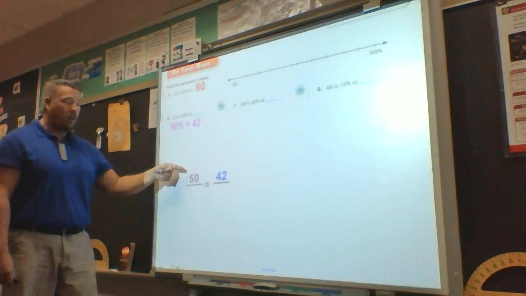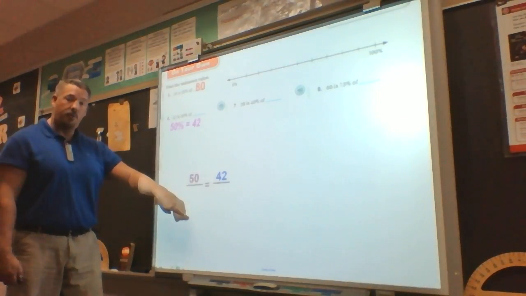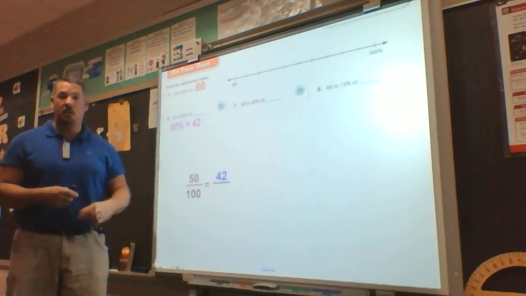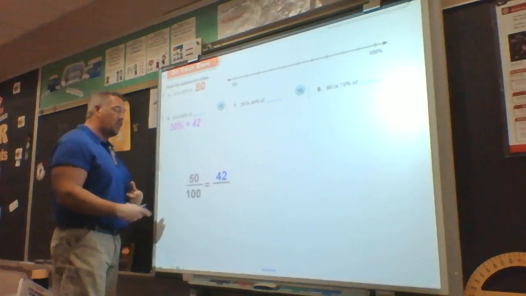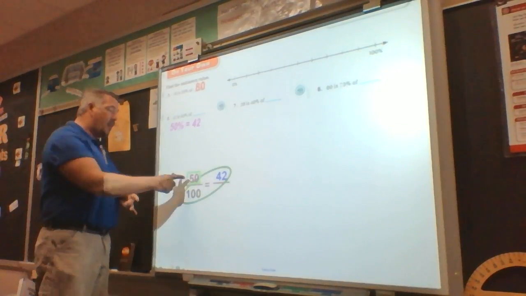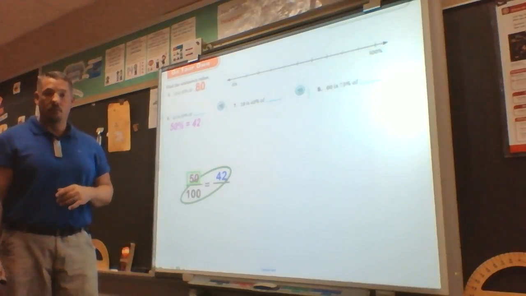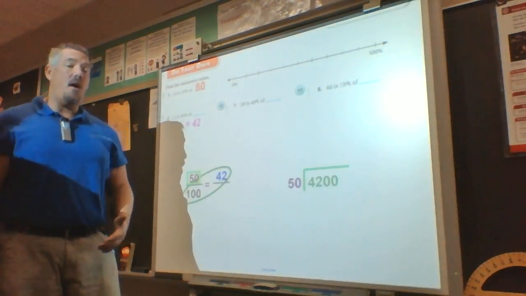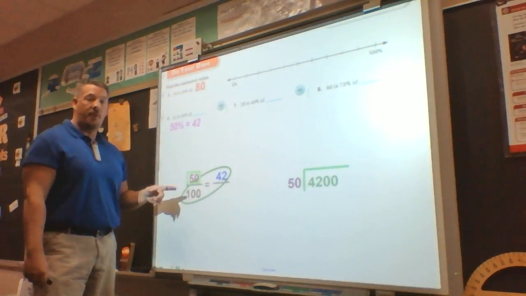And now my part of my 50% has to be out of 100. So then I have it set up to find that missing value. Once again, divide the loop. So I multiply by the diagonal pair that's there. I divide by the lonely number that I'm given. When I multiply 42 and 100, I get 4,200 divided by 50.